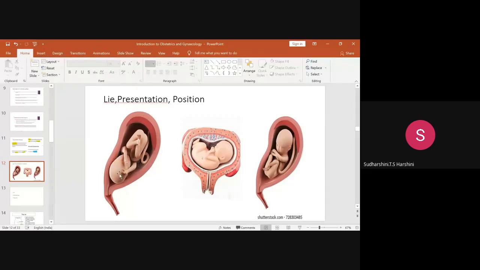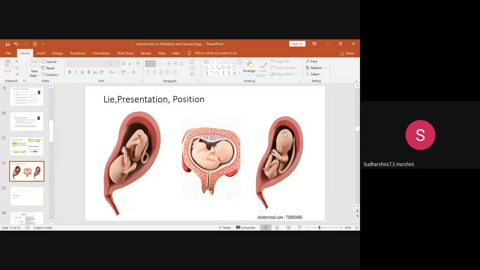In this, the long axis of the fetus is going to be this, and the long axis of the maternal spine is also going to be vertical. So this lie is called longitudinal lie. This is a cephalic presentation, that is, the lower pole of the uterus is occupied by the head of the fetus. This is a cephalic presentation and the lie is longitudinal. Now come to this one. This is a breech presentation. The lower pole of the uterus is occupied by the breech of the baby.